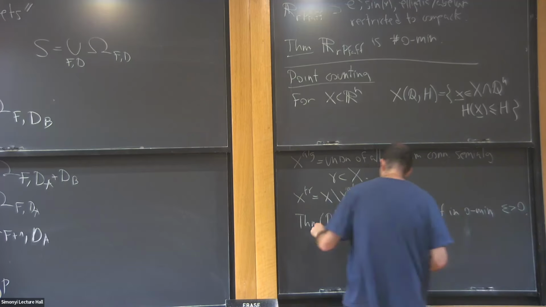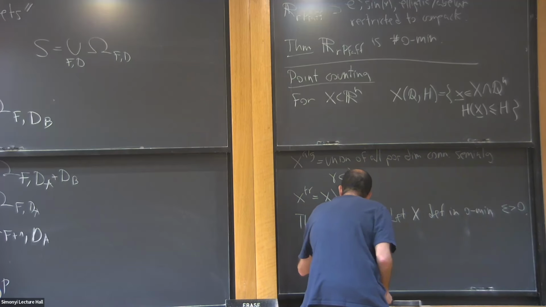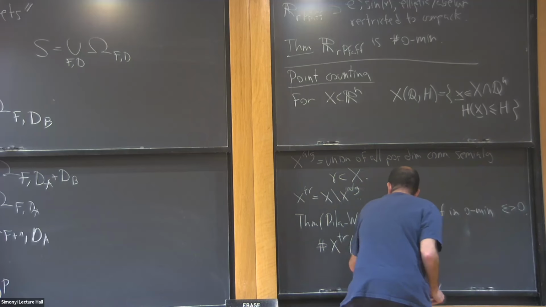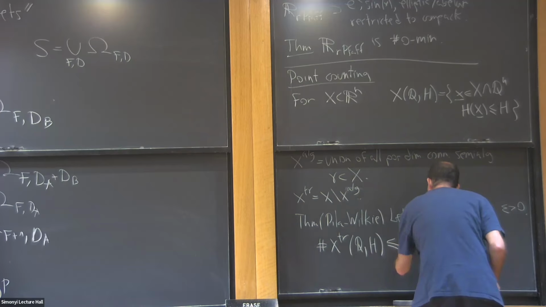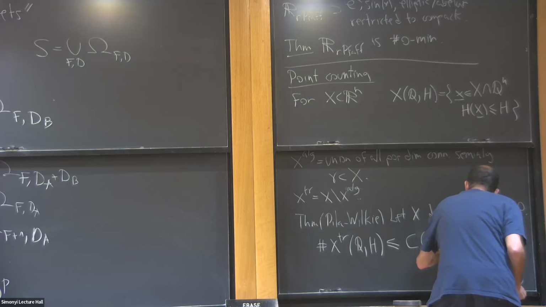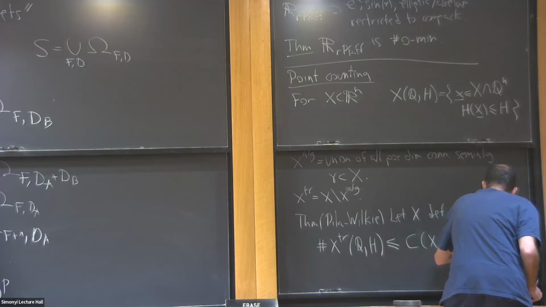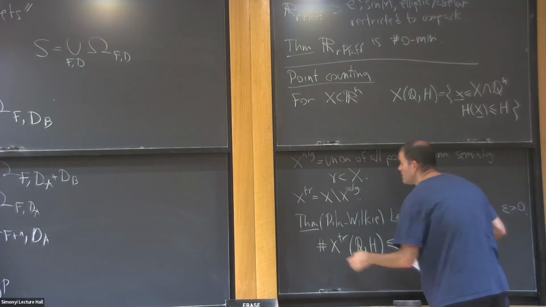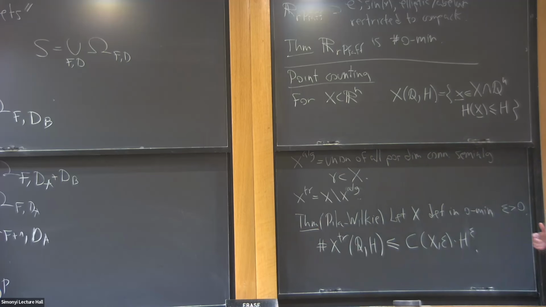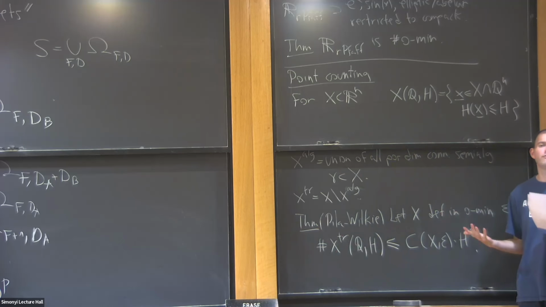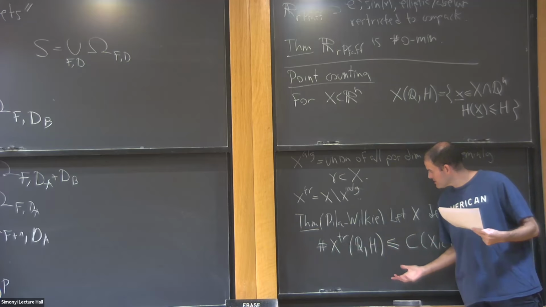And the theorem then says that if you count the number of rational points up to height h in the transcendental part, this is always going to be less than or equal to some constant depending on X and epsilon times h to the epsilon. Okay, so as soon as you've removed the algebraic part, in what's left, there's very few rational points. This is called geometry governs arithmetic.